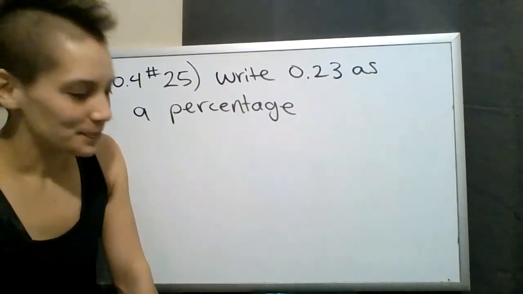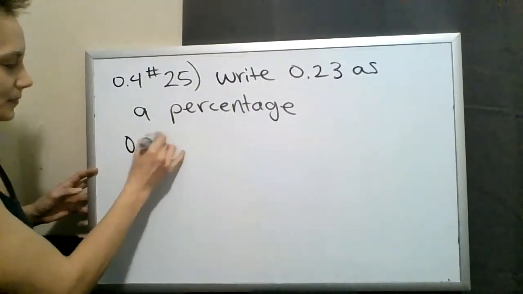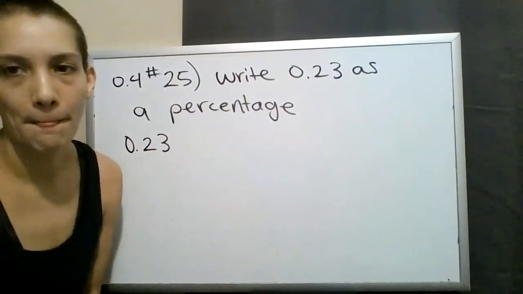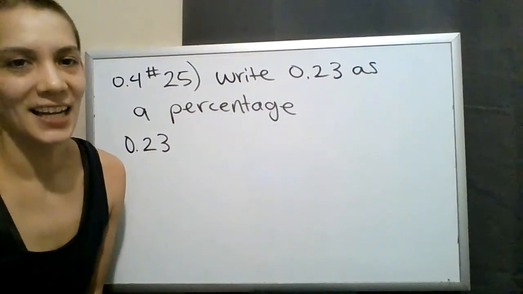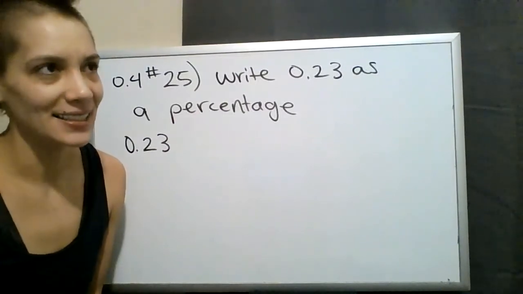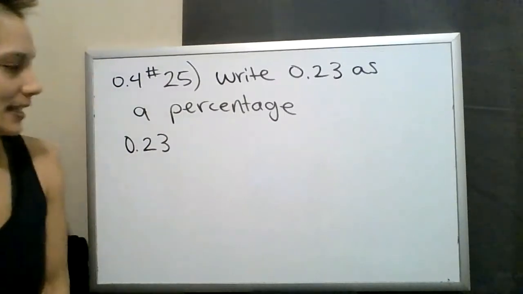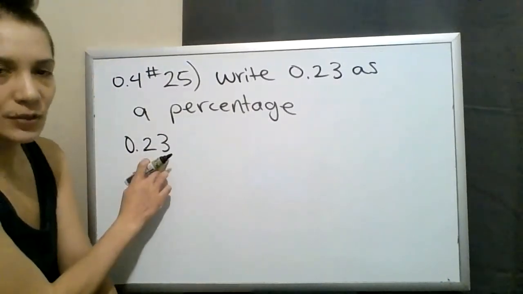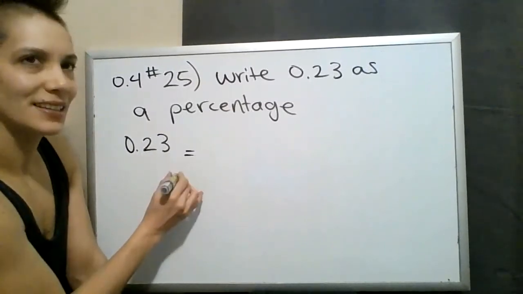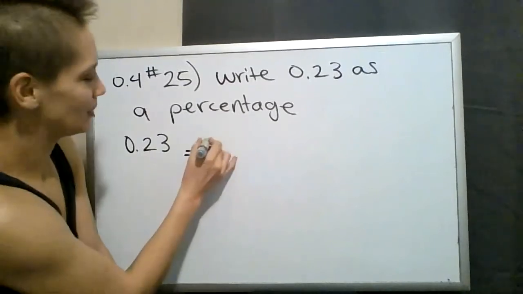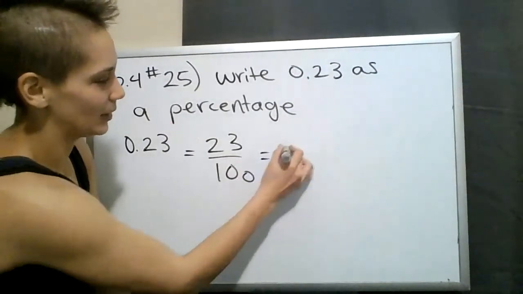Okay, back to class. 0.23. As a decimal, we were at the hundredths place, 23 out of 100. That seems kind of very easy. Yeah, this is fine. We are at 23 out of 100. It's already kind of good to go. So we're at 23%.